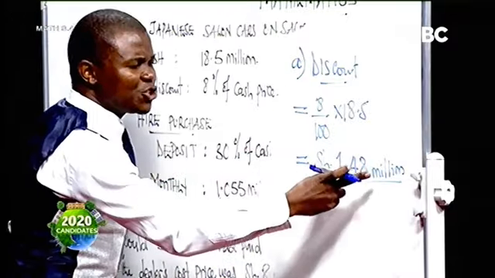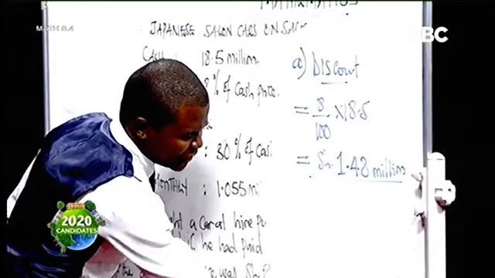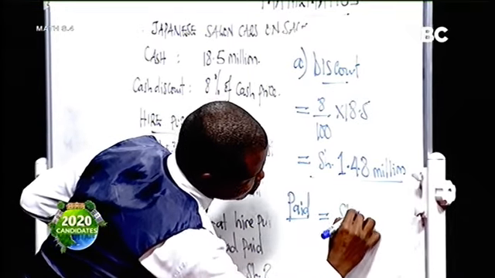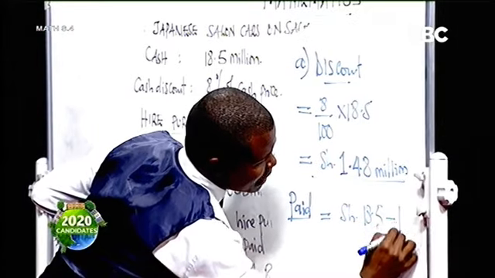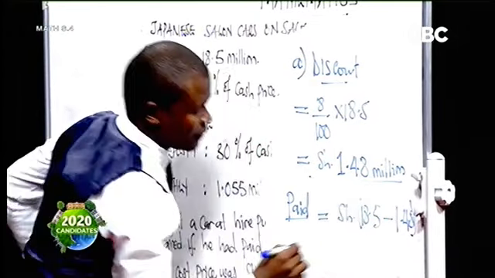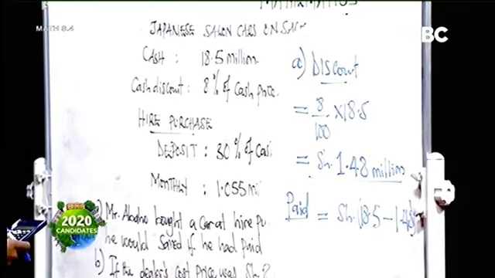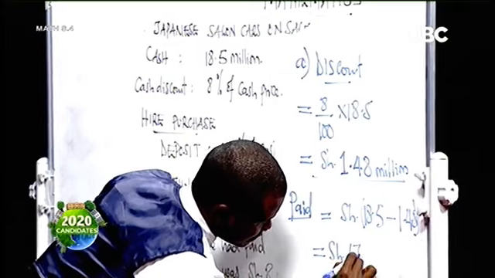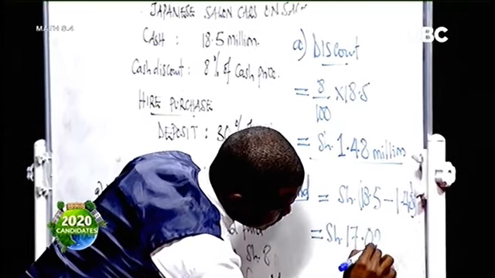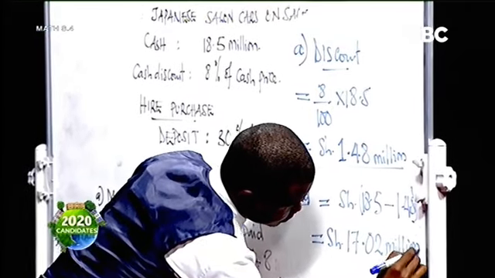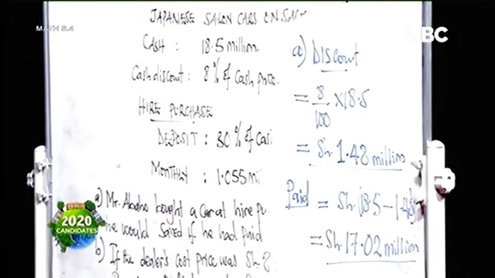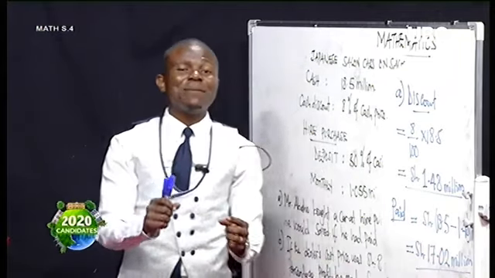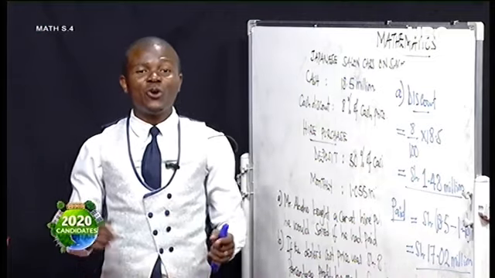Good. So after he has enjoyed this discount, how much would he have paid therefore? So we'll say that the amount paid by cash is going to be shillings 18.5 millions minus 1.48 millions. It means that he paid shillings 17.02 millions. What does that mean, my beloved children? It means that if Abaho had 17.02 millions, which is the same as 17,020,000, he would go away with the car.